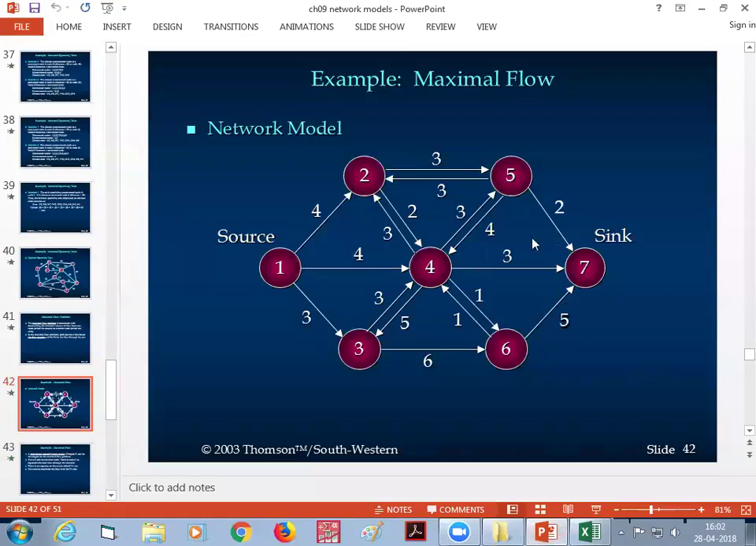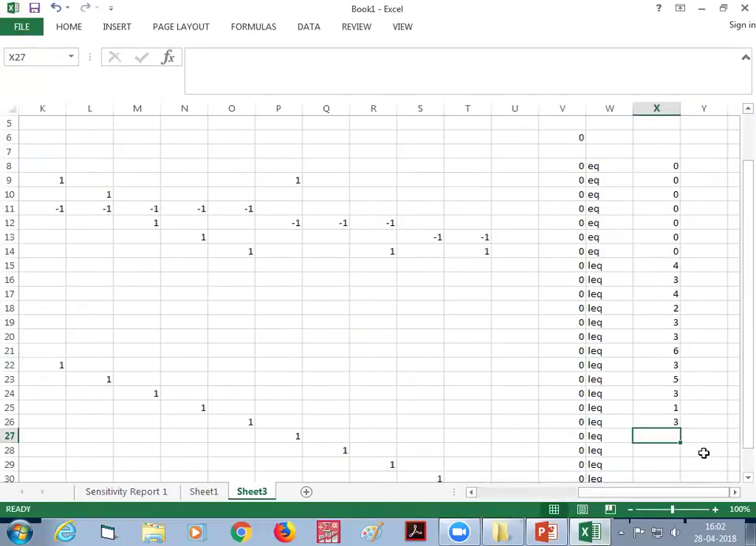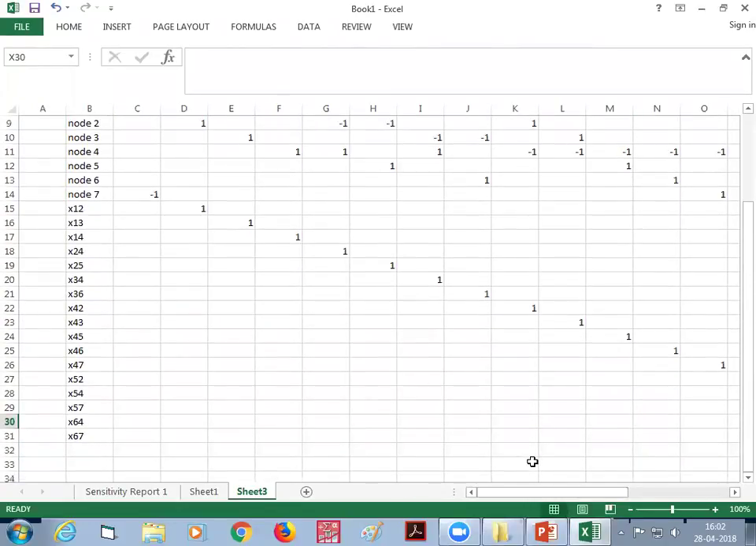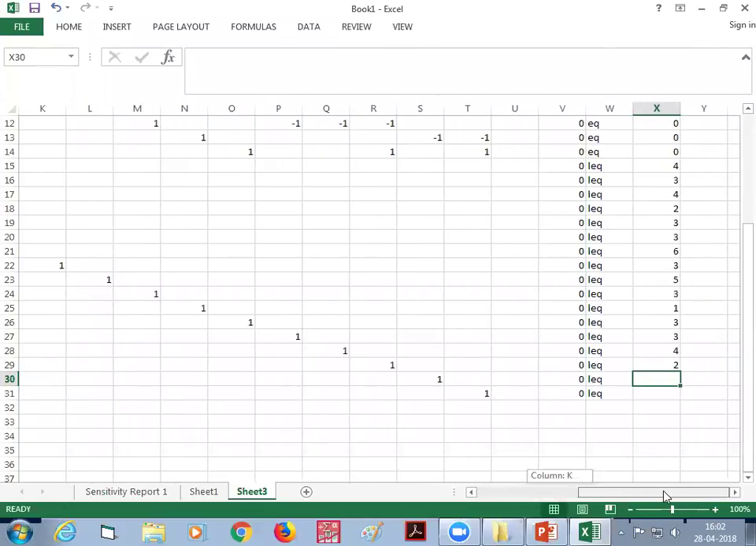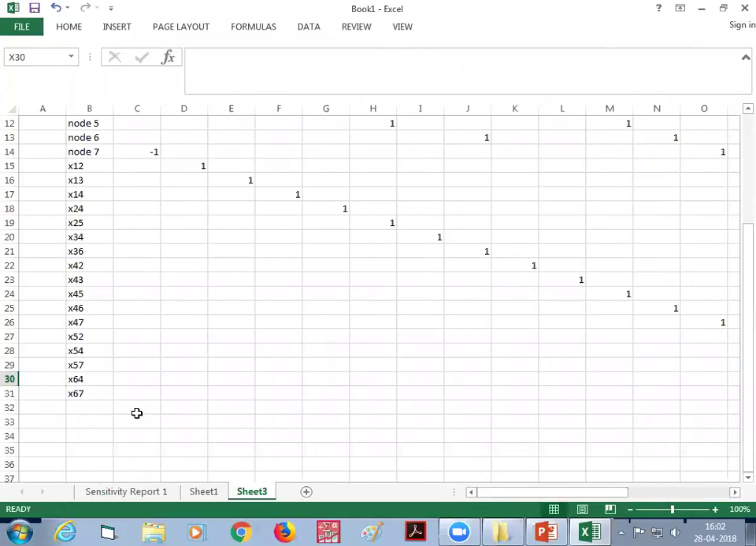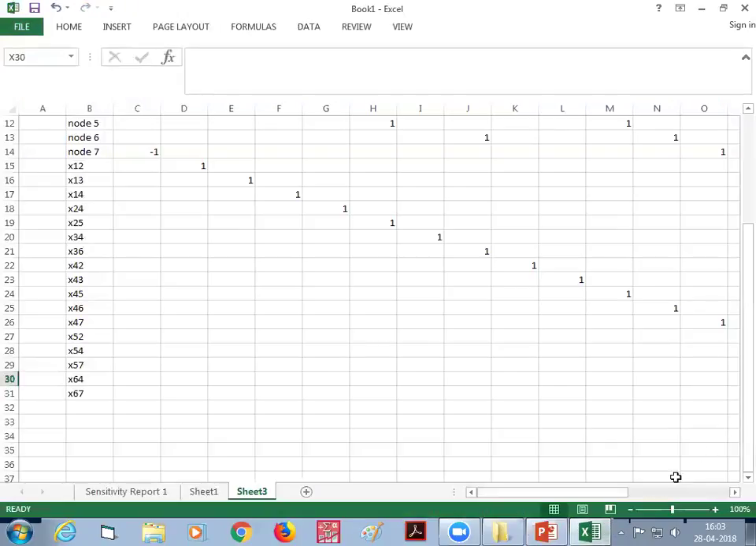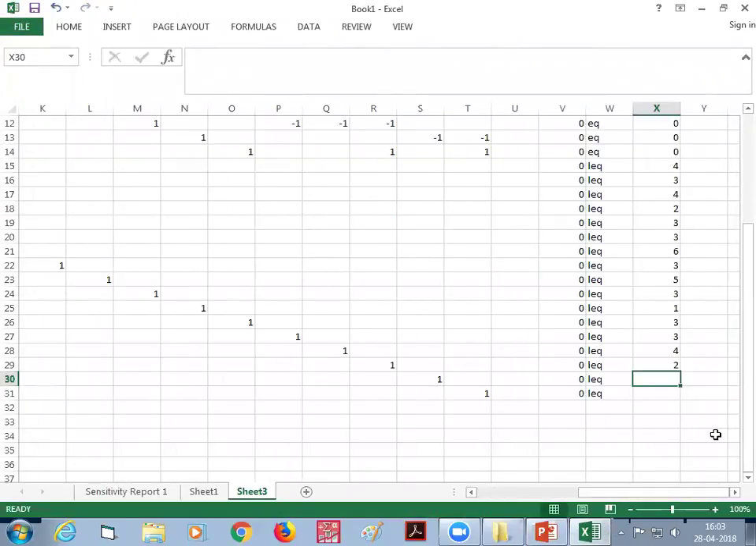5, 2 is 3, 4, 2. Now next one is 6, 4, 6, 7. 6, 4 is 1 and 6, 7 is 5.